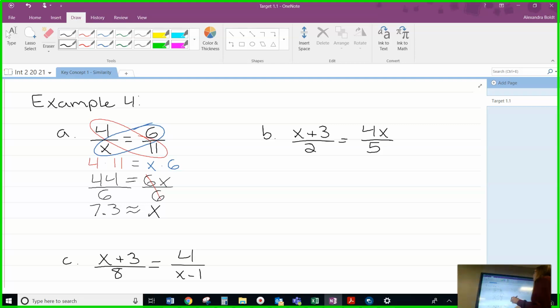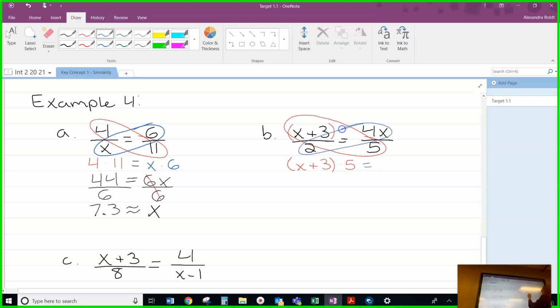All right, looking at example B, very similar, but now we have to be very careful. Anytime we see a plus or a minus sign, we have to put parentheses. So I'm going to put parentheses around that x plus 3, because then when I multiply, I get x plus 3 times 5 equals 2 times 4x on the other side.